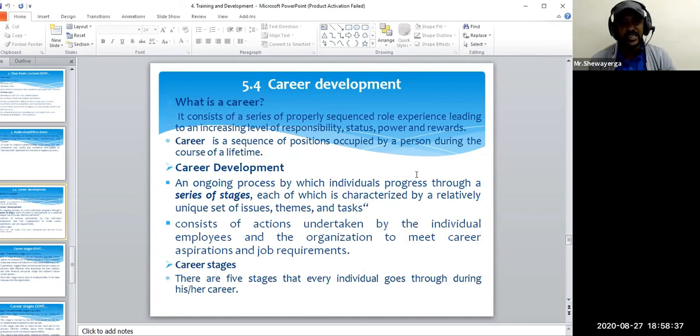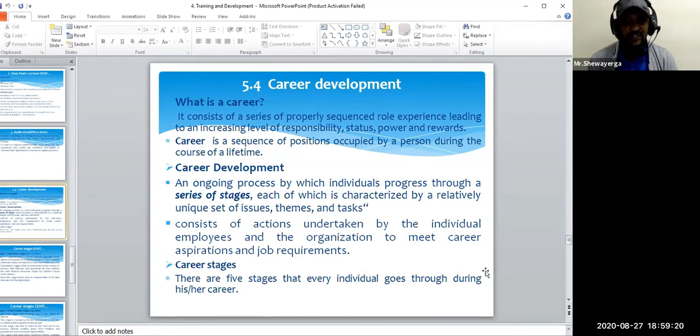Then when I see career development, it is an ongoing process by which an individual progresses. An ongoing process means it has no end. It makes a cycle. It is an ongoing process by which an individual progresses through a series of stages, each of which is characterized by a relatively unique set of issues, themes, and tasks. It consists of actions undertaken by the individual employees and organization to meet career aspirations and job requirements.